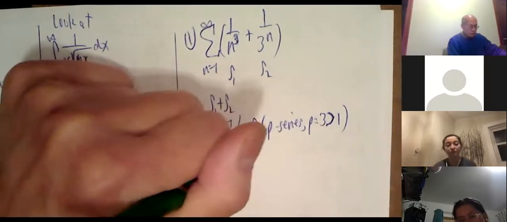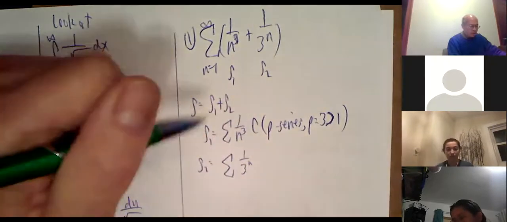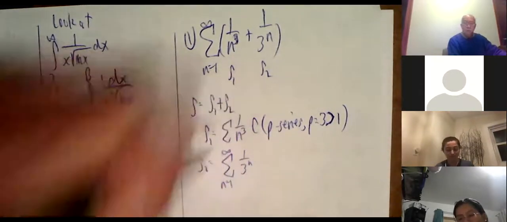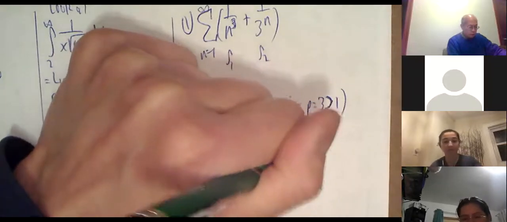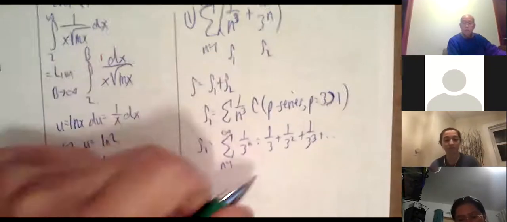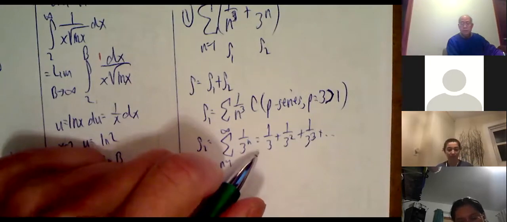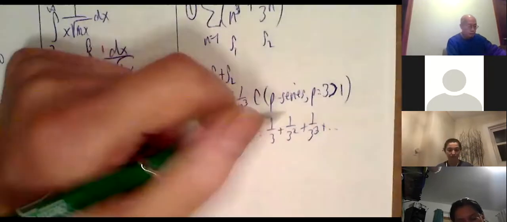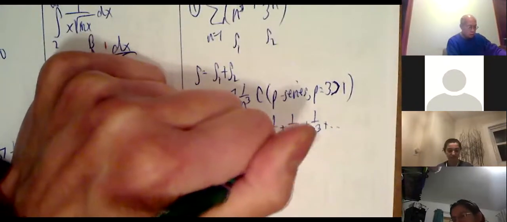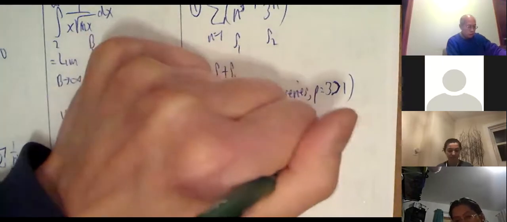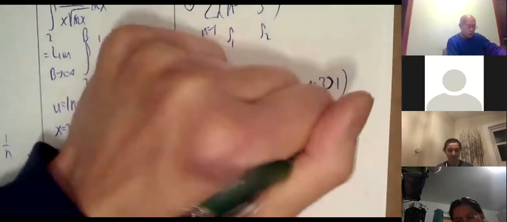S2, summation 1 over 3 to the n. And if you're not sure about that, plug in some of the terms. It's 1/3 plus 1 over 3 squared plus 1 over 3 cubed. Okay. It's a geometric series with a common ratio of 1/3. So it converges. Reason: geometric, where r is 1/3, which means absolute value of r is less than 1. Or you can also say r is between -1 and 1.